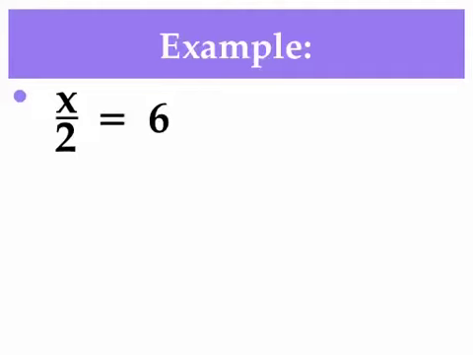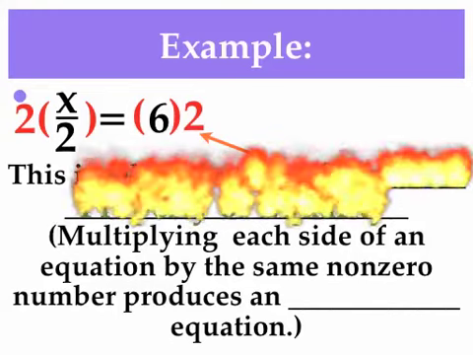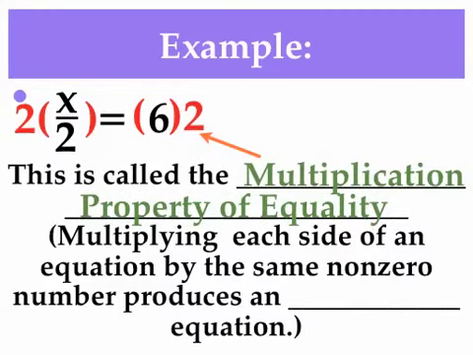The next example says x divided by 2 equals 6. Well, the opposite of dividing by 2 is multiplying by 2. Whatever you do, you have to do to both sides. This is called the multiplication property of equality. It states that multiplying each side of an equation by the same non-zero number produces an equivalent equation.